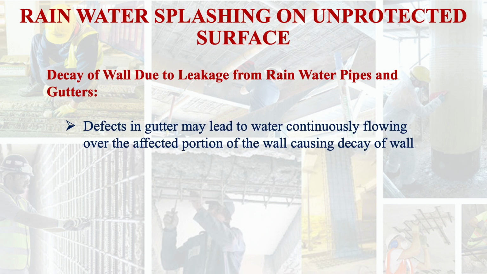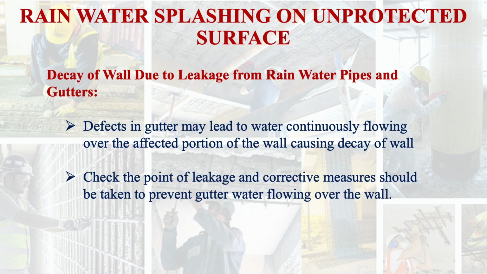Defects in gutters may lead to water continuously flowing over the affected portion of the wall, causing decay of the wall. Check the point of leakage, and corrective measures should be taken to prevent gutter water flowing over the wall. Don't allow the gutter water to flow over the wall.